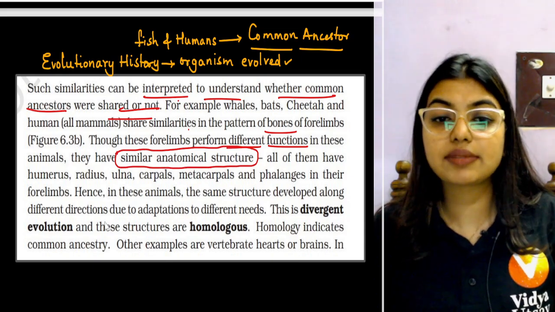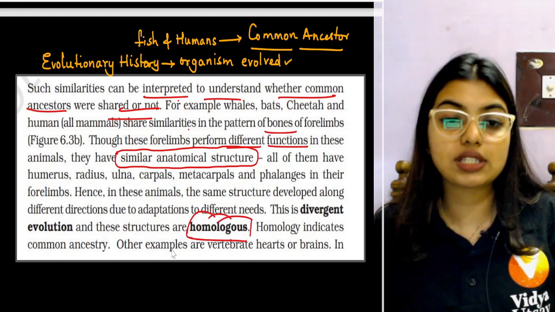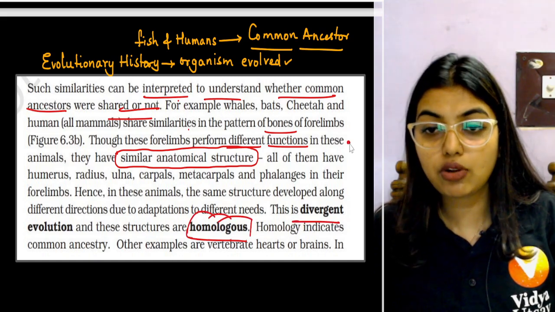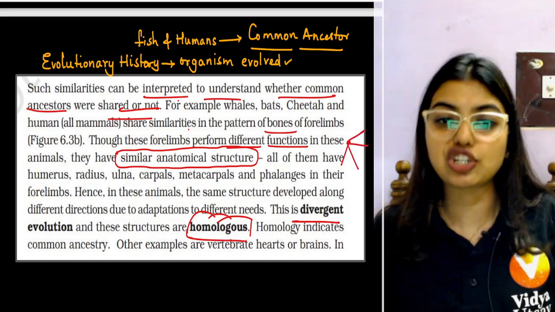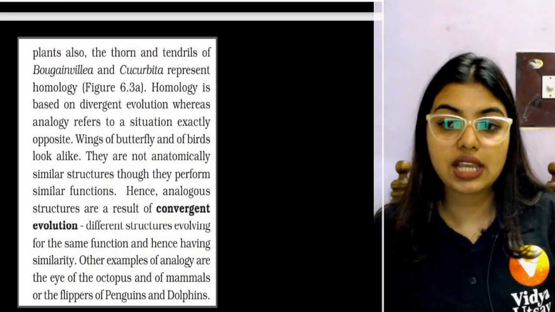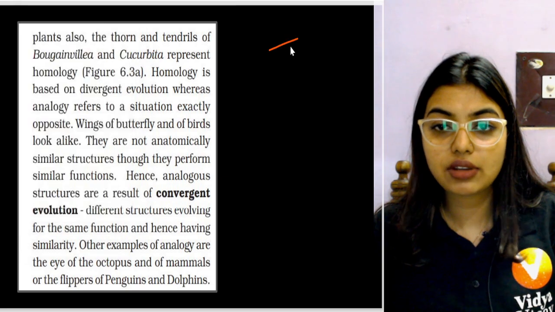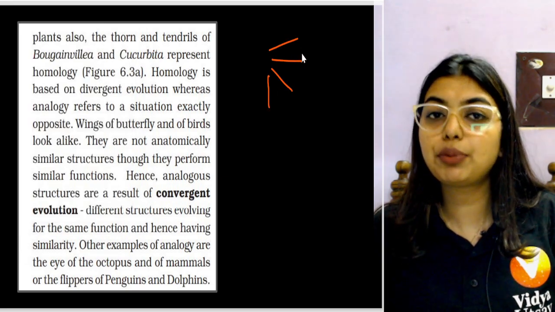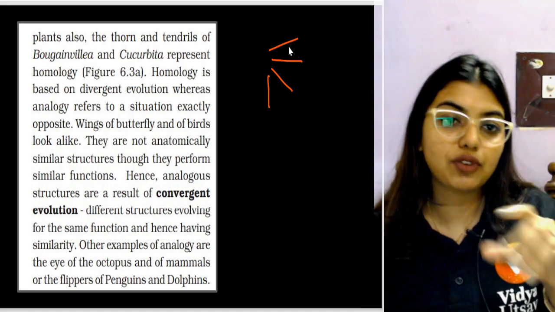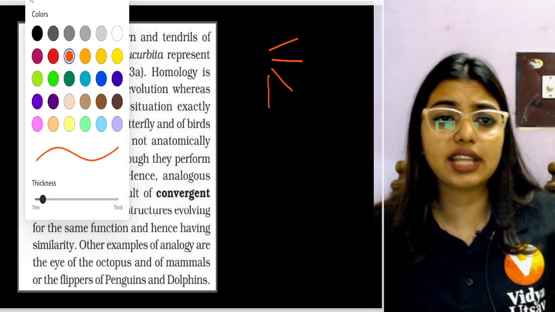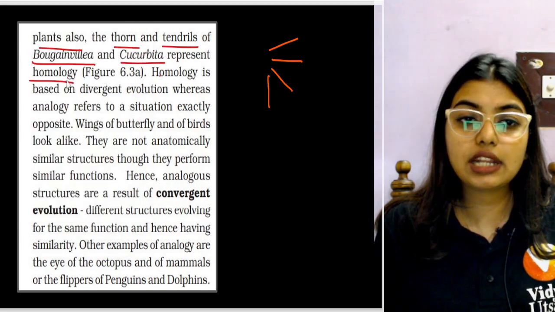These kinds of organisms are called homologous. This is divergent evolution. That means from a common point of having humerus, radius, ulna, we diverge into doing different functions. Convergent is different: things made up of different structures, like sweet potato and potato, or bougainvillea and cucurbitaceae. One is used for climbing, one is a tendril. Thorns and tendrils of bougainvillea and cucurbitaceae represent homology.